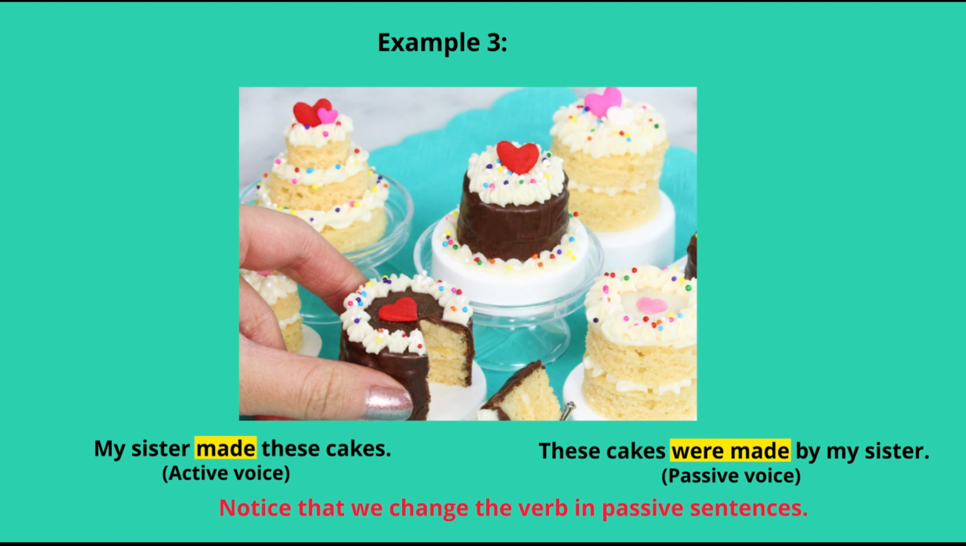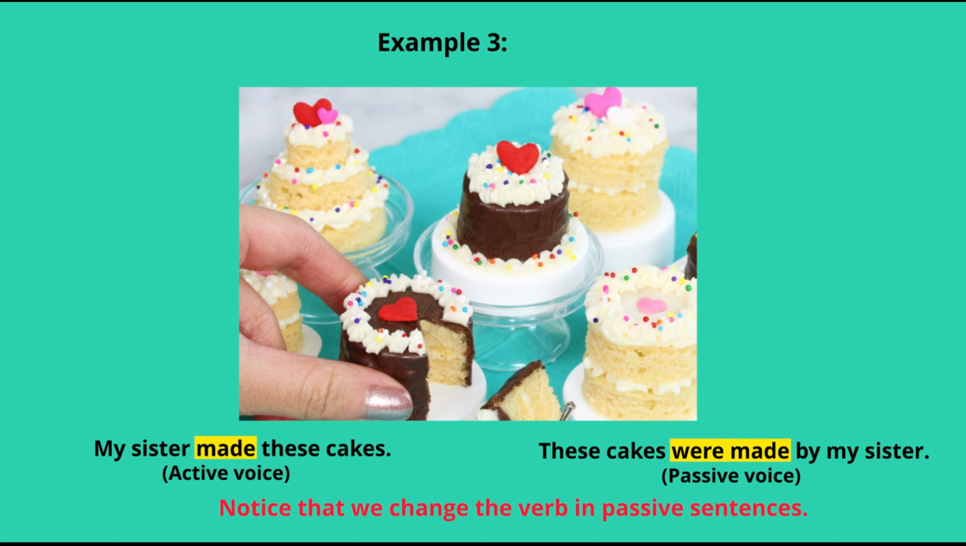Let's see another example. You can see beautiful cakes in the image. My sister made these cakes. Who is the subject here? Sister is the subject, right? My is the possessive pronoun adjective. Made is the verb and made is in the active voice as the subject noun is doing the action.